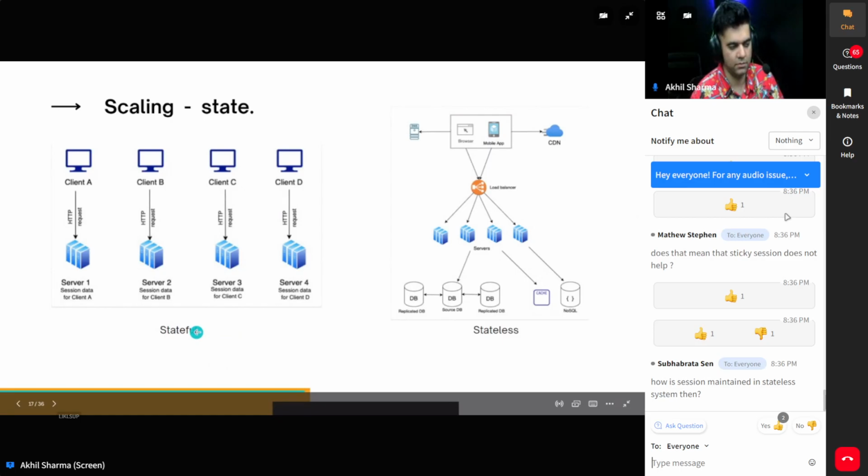Which one scales better, or what is state, all of that stuff. Now you know the answers.